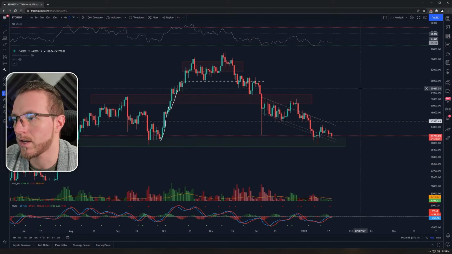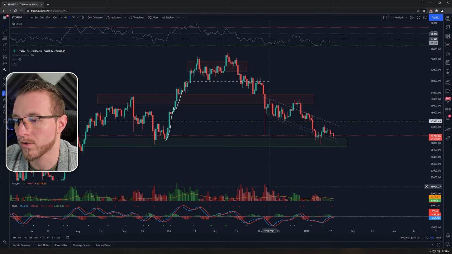But if we take a look at our indicators, everything for the most part is mostly flat. Since the middle of this move to the downside, the bearish volume has been dying off pretty significantly.